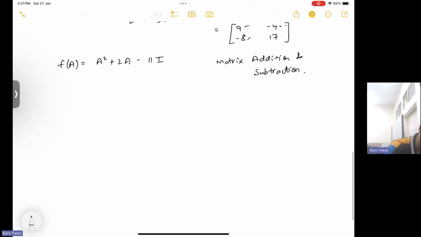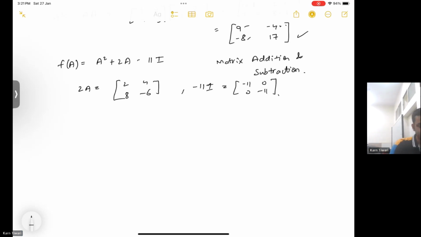So a cross I have calculated already for you. 2A is just you need to multiply each element of A with 2. Then you are going to get the 2A matrix. So it will basically be 2, 4, 8, minus 6. And minus 11 identity is just simply minus 11, 0, 0, minus 11. So you can just calculate and get the answers.